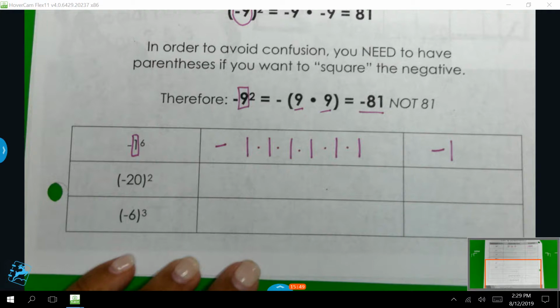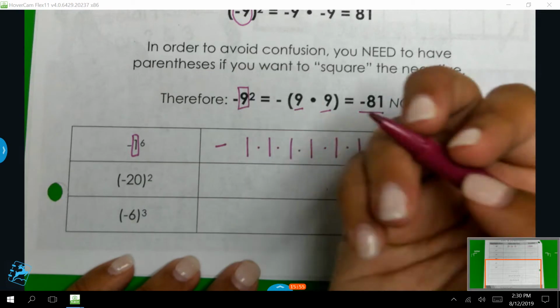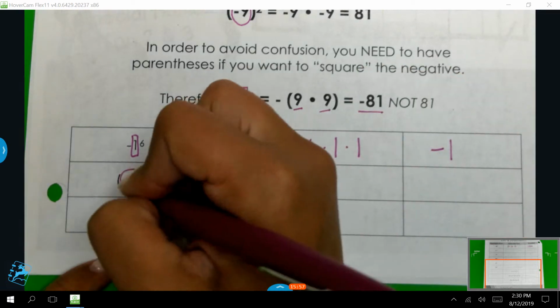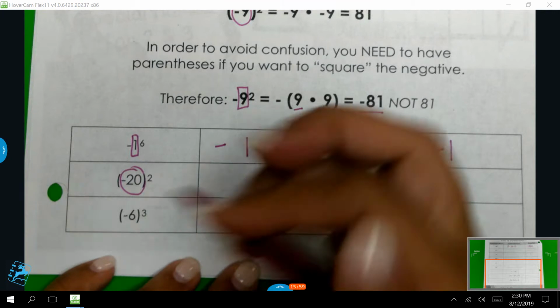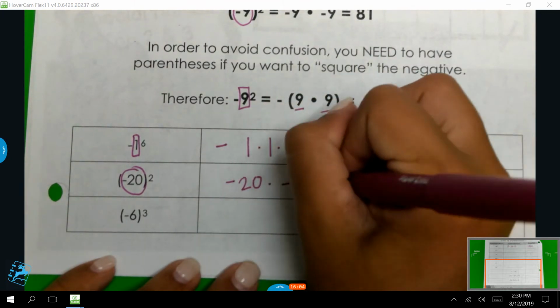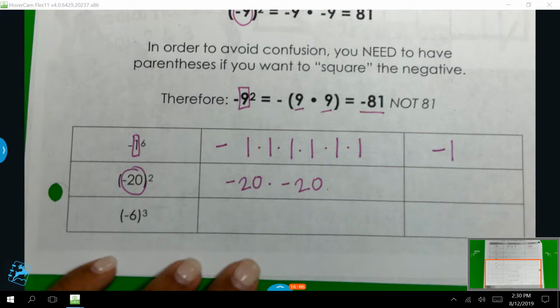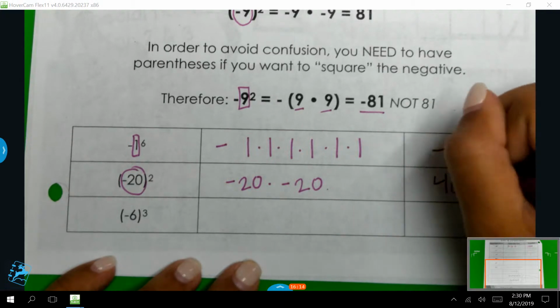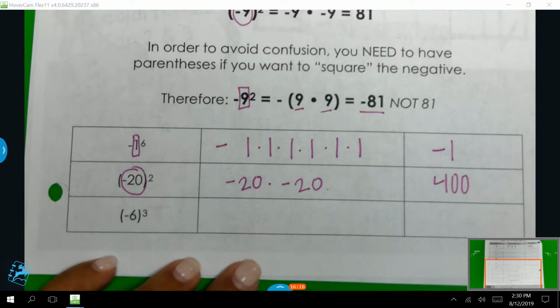Okay, now I have parentheses. So I've got negative 20 in parentheses squared. So what's my base now? Negative 20. Negative 20 is now my base. So that means I have negative 20 multiplied by itself 2 times. So what's a negative times a negative? A positive. So what's 20 times 20? 400. So simplified is positive 400.